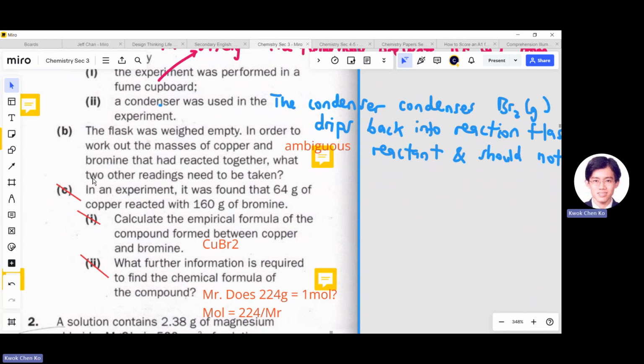Does anyone have any idea? Part B is a bit ambiguous. It's quite ambiguous actually. You have to make certain assumptions.